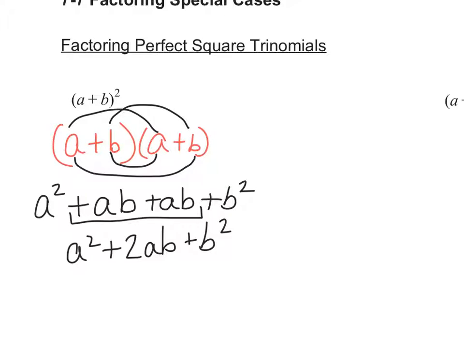So if I have a trinomial that looks like this, a squared plus 2ab plus b squared, I can write that as (a + b) squared. That's the rule.